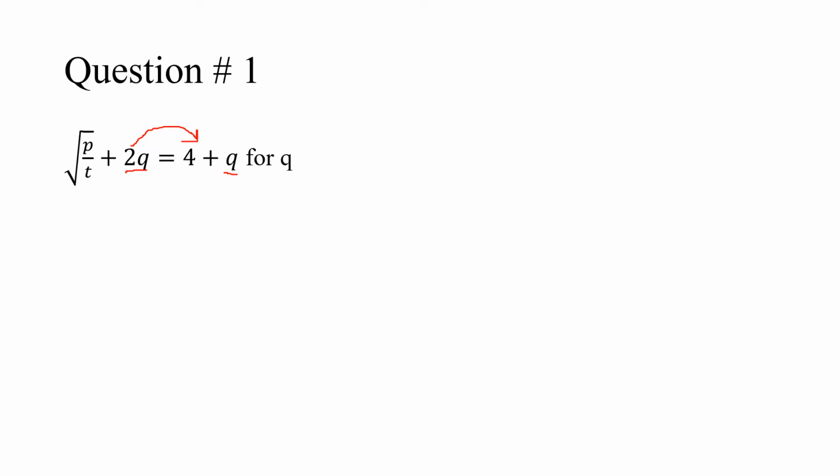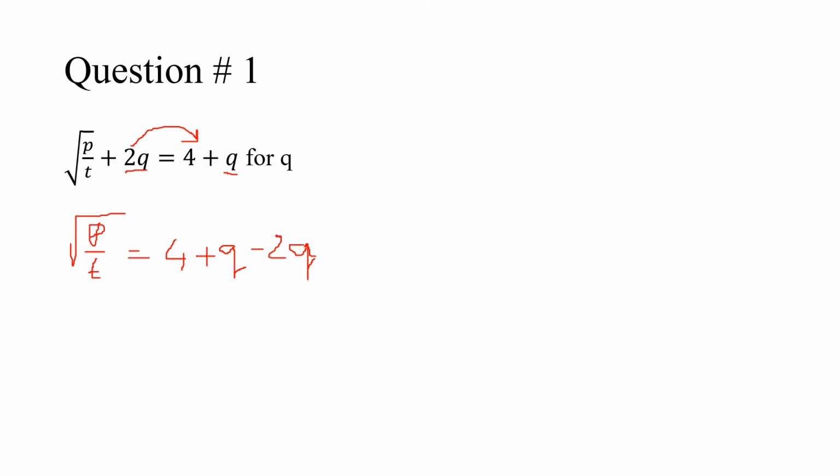So when I send over the Q, that would leave over here the square root of P over T. So my handwriting. That will be equal to 4 plus Q, right? Minus 2Q. Minus 2Q. And again, notice it will be minus because over here it is positive. So if it's positive here, when you send it over, it will be negative. So that would leave us with minus 2Q here.